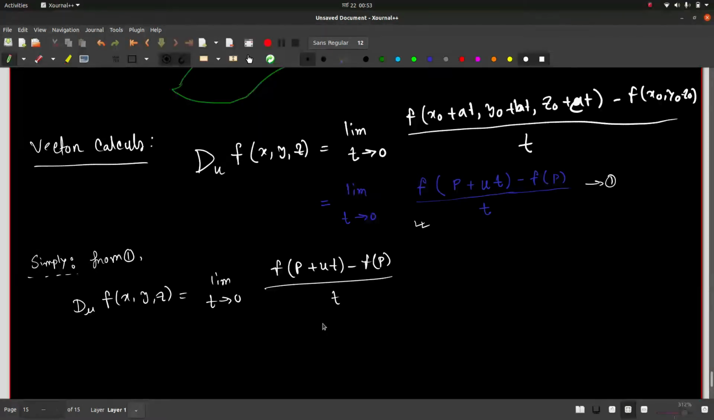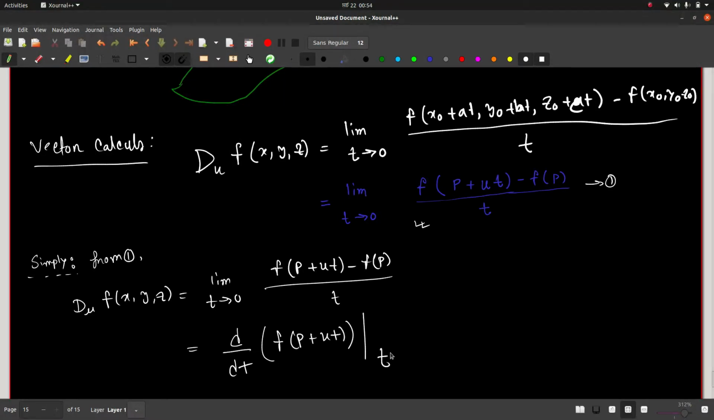Now this is what it almost looks like, a derivative that is analogous to a real variable function. I mean a single variable function. So what you can do right now is that since you are trying to evaluate the directional derivative at a point p where t itself is equal to 0, you use this definition and you write it as d by dt, where this acts on f of p plus ut, and then finally you put t equals to 0.